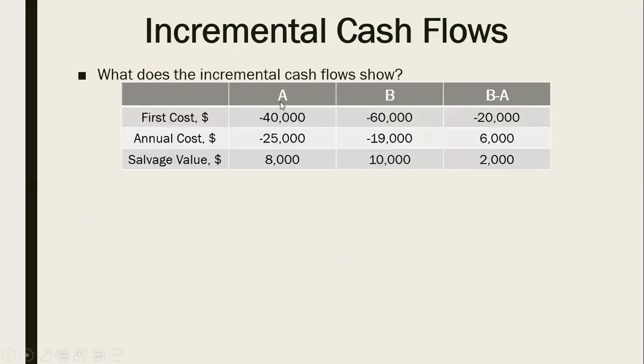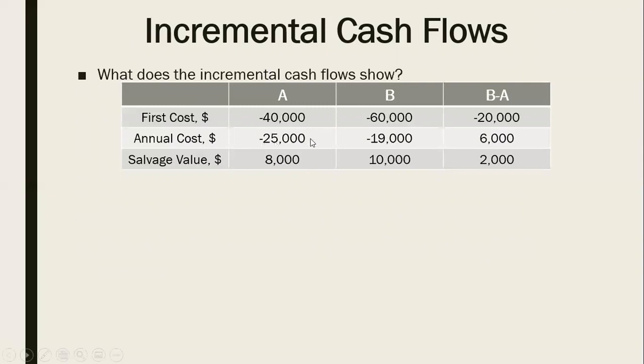For example, here we have two projects A and B. First cost of A is 40,000, B is 60,000. Annual cost of A is 25,000 and B is 19,000. And salvage value of A is 8,000 and B is 10,000. Now, if we want to shift from project A to B, we need to calculate its incremental cost to know how much extra investment is required to move from A to B. So in terms of initial cost, we need 20,000 more to shift from A to B.